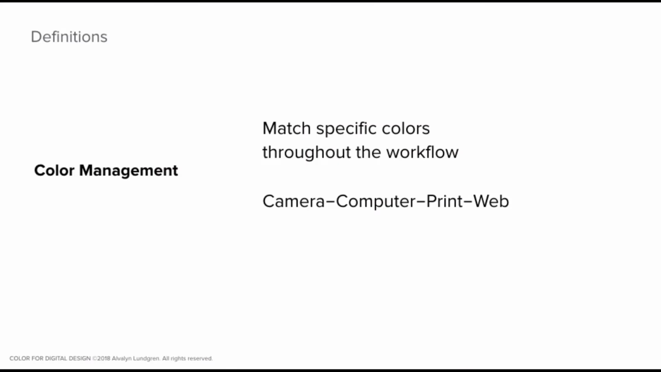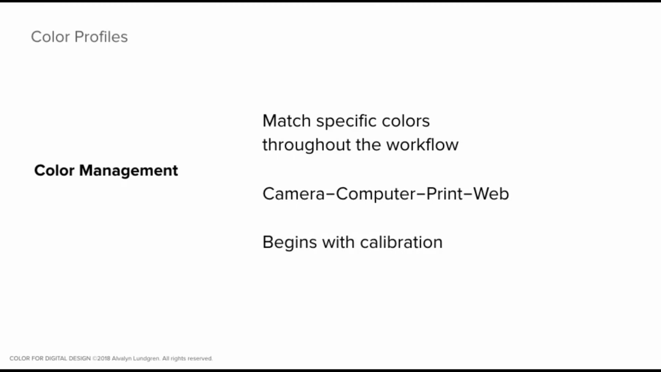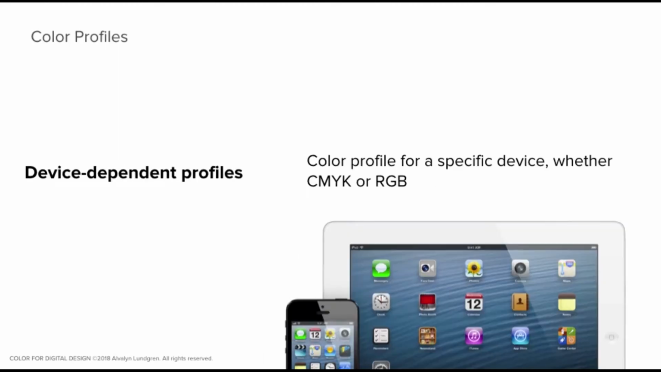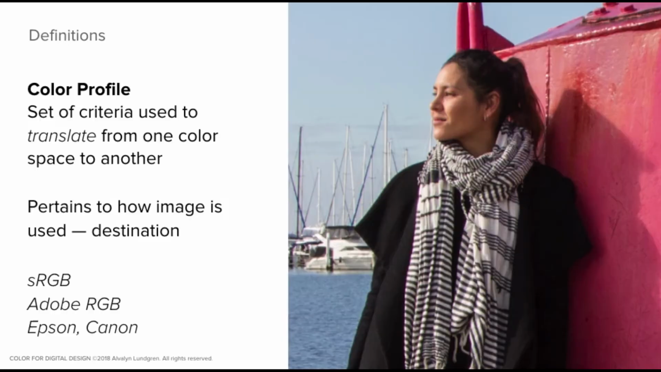The idea is that we want to have accurate and consistent color understanding within an image from start to finish. And color management begins with calibration. So the first thing you need to do is calibrate your display and your printer, your computer and your printers, in order to bring them into closer alignment. If you don't calibrate your own display, you're not going to be able to manage anything well. That's your starting point. When you calibrate, you are setting up color profiles.